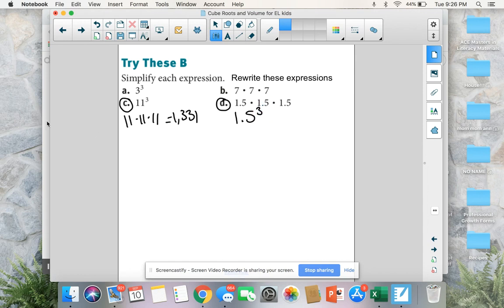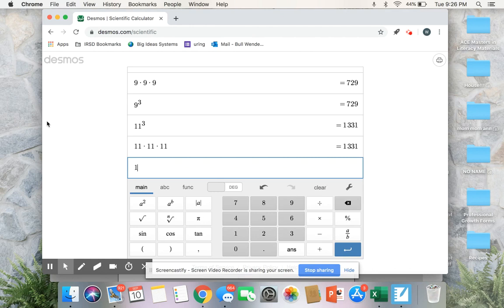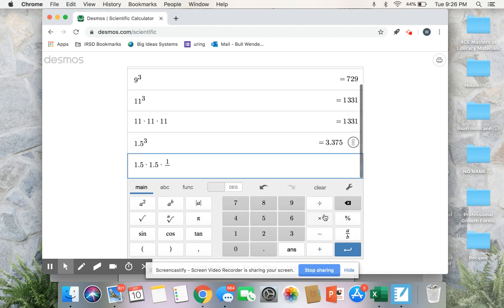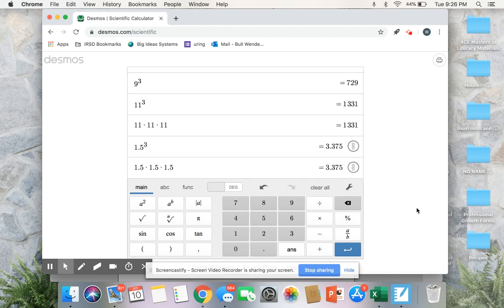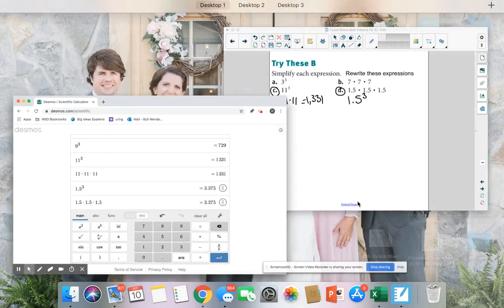And again, when I put that into my calculator, 1.5 to the power of 3, I get 3 and 375 thousandths. That's the exact same thing that I would get if I did 1.5 times 1.5 times 1.5. Okay? So that's how we calculate the volume of those.